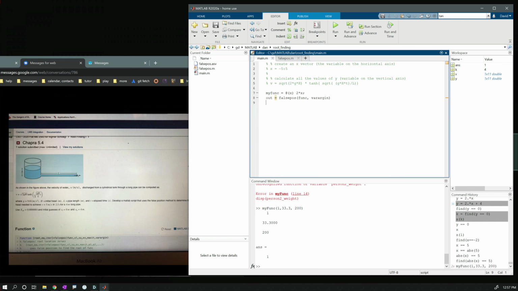I like it. Okay, good. So then instead of just some random function, I'm going to put in my function, and I want to put in 3. So I should get, because my function is 2 times x, when I call my function from within false pos, it should give me 6.